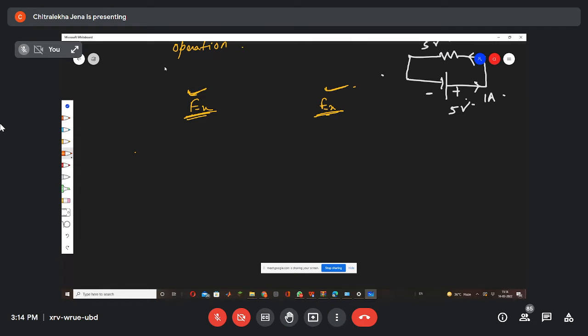I have told you one unilateral element, that is the diode. Another, a bilateral element, I've given you, that is the resistor. You will find out, and tell me in the next class, another unilateral element and another bilateral element. Okay, this is for your homework. Write it down in your copy.